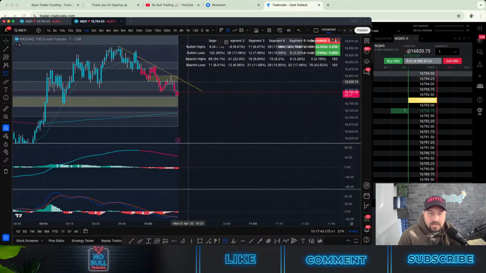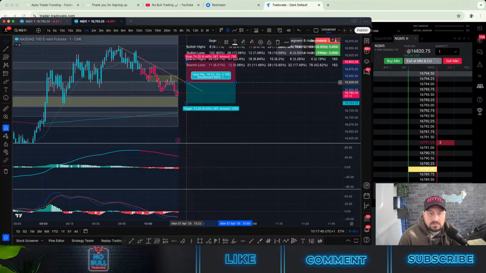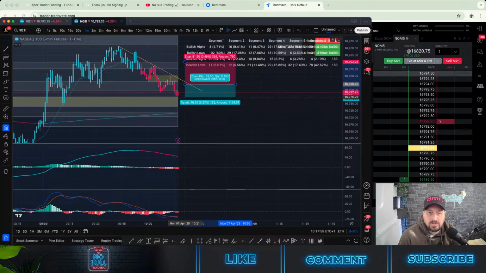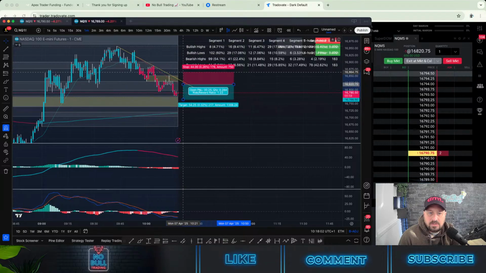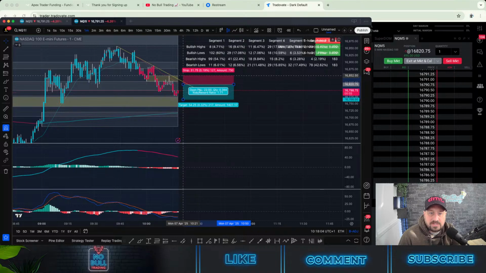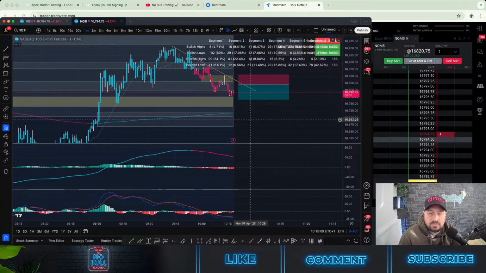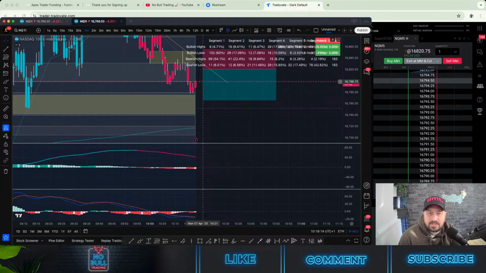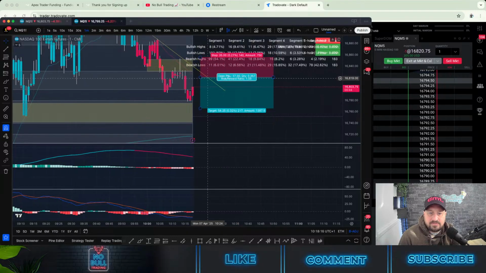Our entry is here. Let's have a look. 820. Our entry's there, and we were just looking to come down to this level. Took it a little bit in, around there. And again, our stop is above here, so if price closed above, we were out. I don't want to see it come back above.